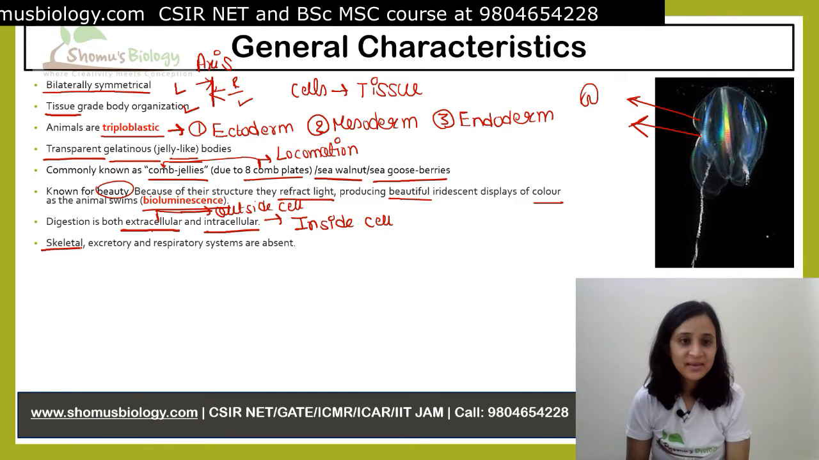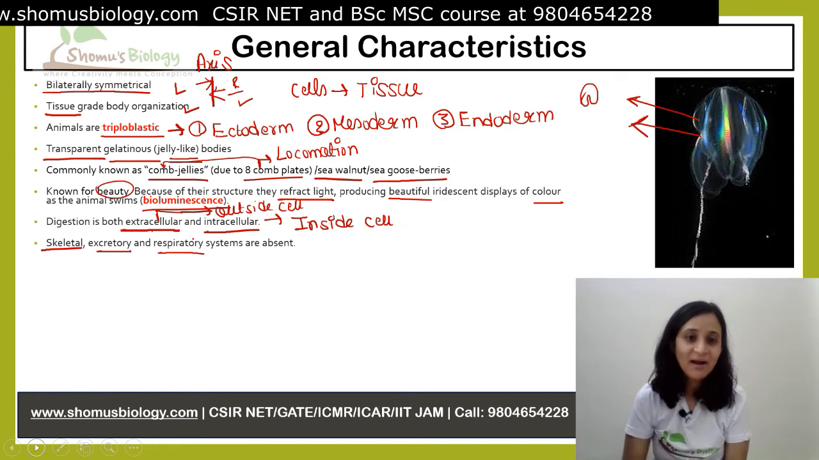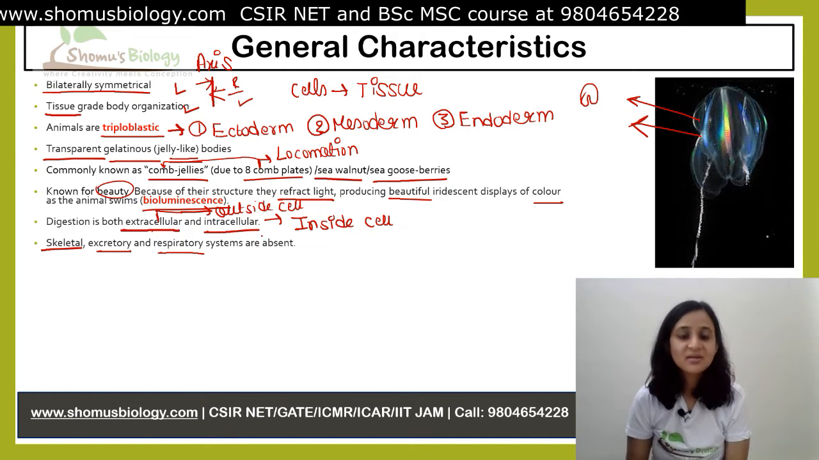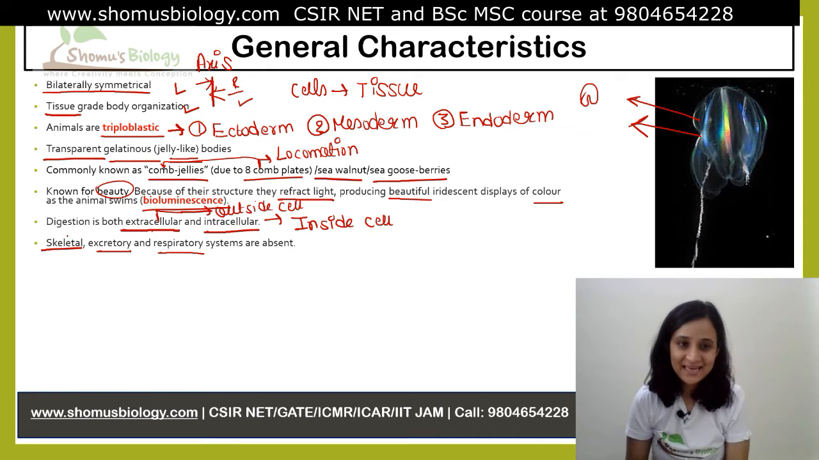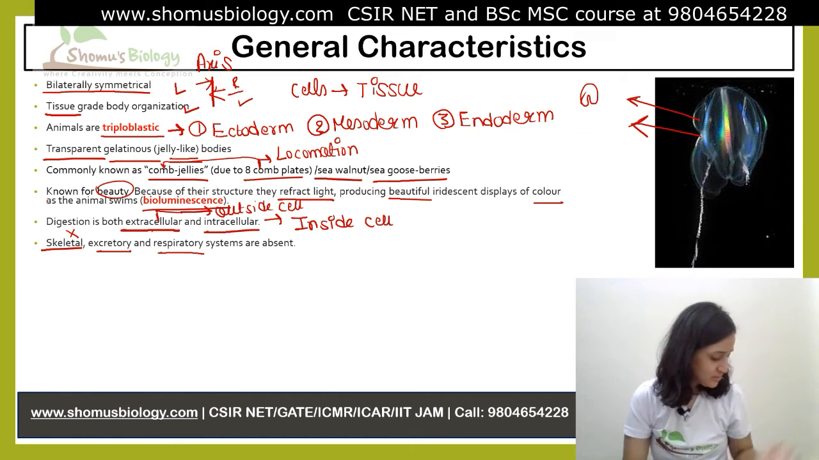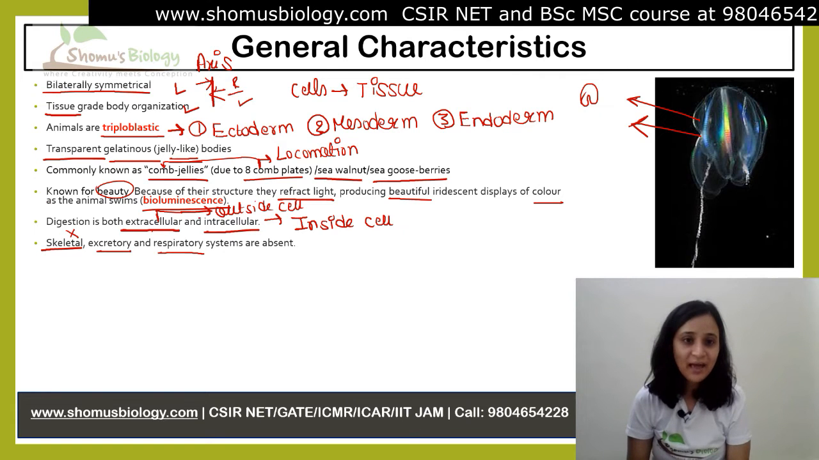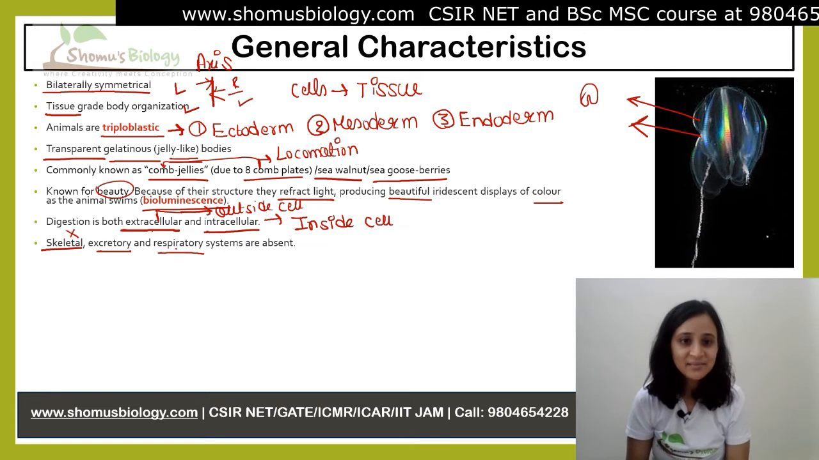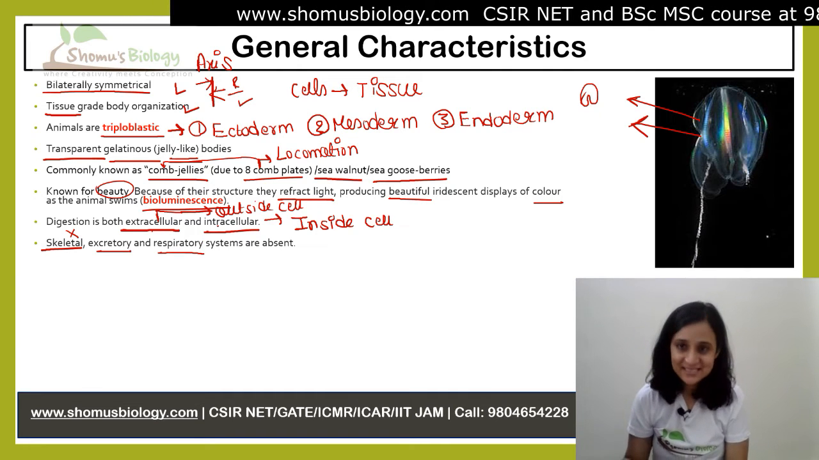Skeletal, excretory and respiratory systems are absent. They don't have any skeletal system because they are jelly-like, right? They don't have any skeletal system, they don't have any excretory system, and they also don't have any respiratory system.